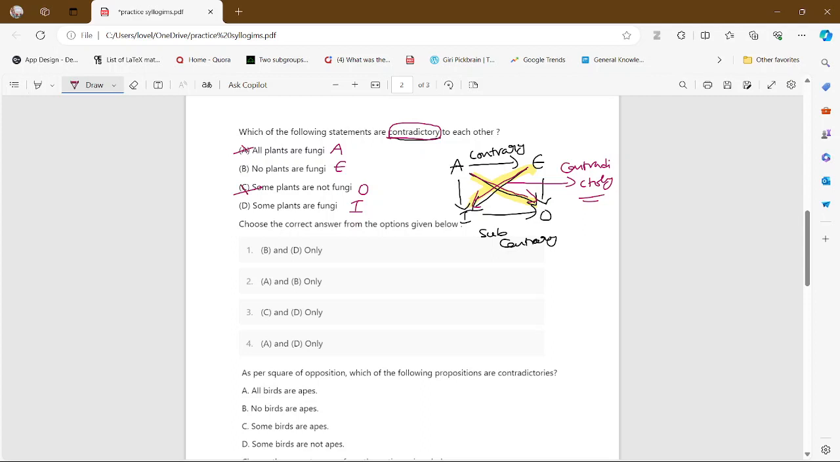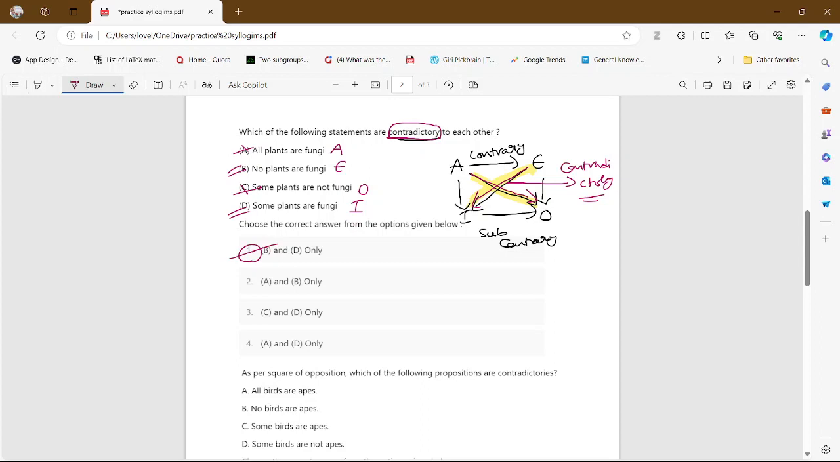One more option is left: EI. "No plants are fungi" is there, and "Some plants are fungi" is also there. These two are also contradictory to each other. Let us check whether BD is present. Yes, BD is present, so option 1 is the right answer. Hope you are getting it. This is based upon the square of opposition.